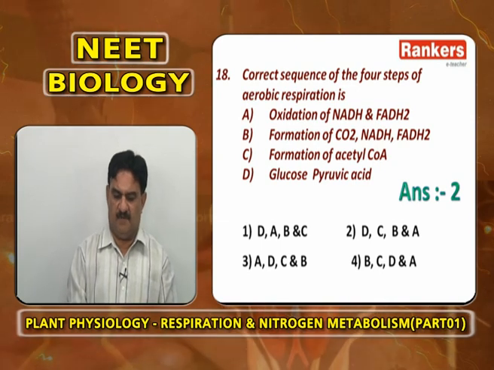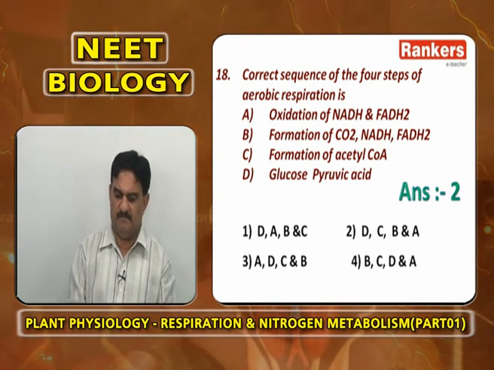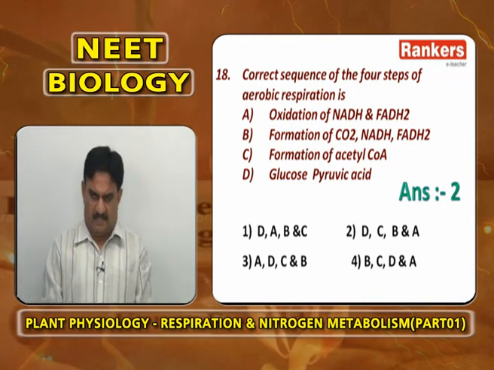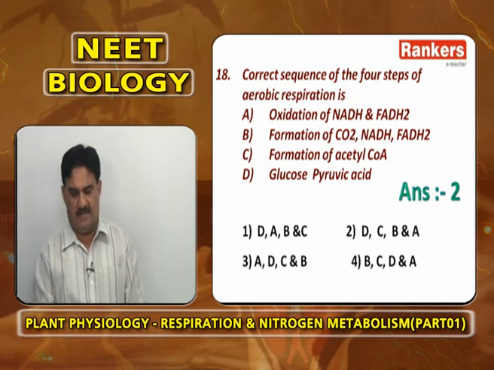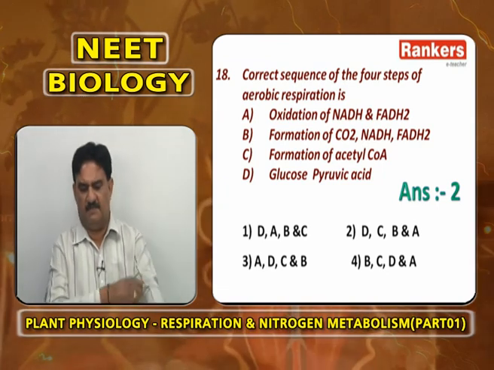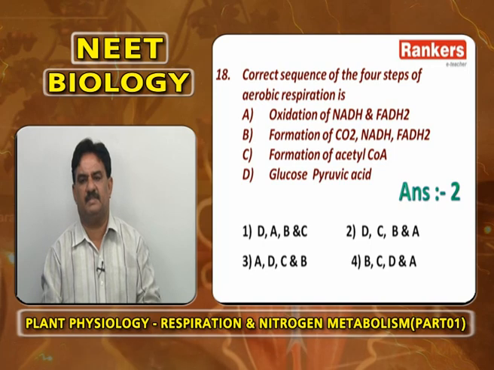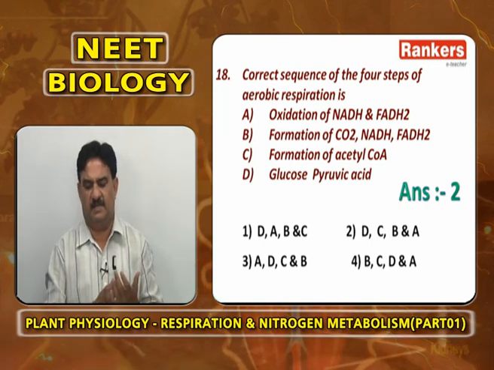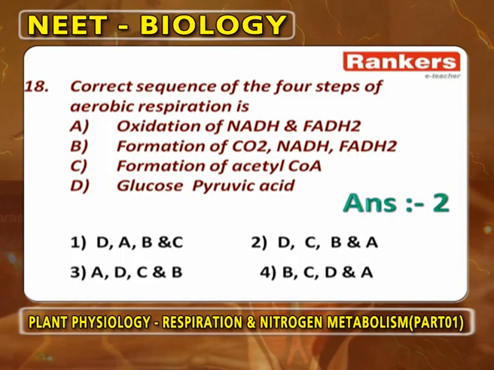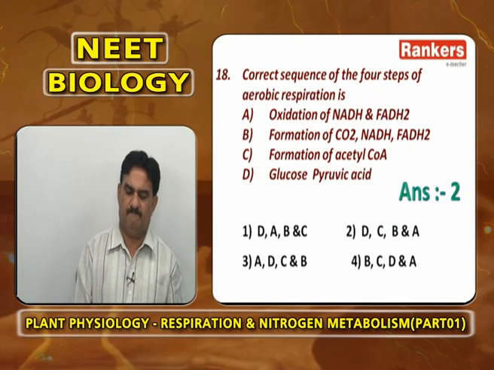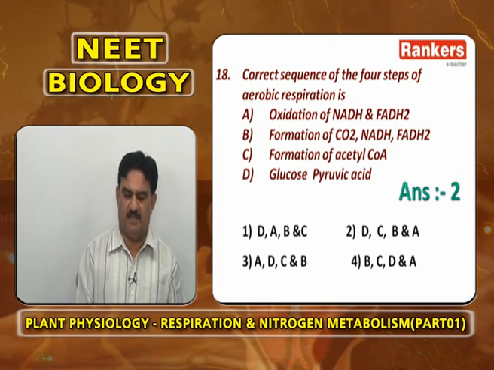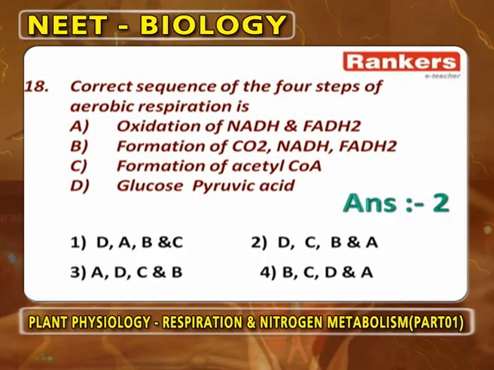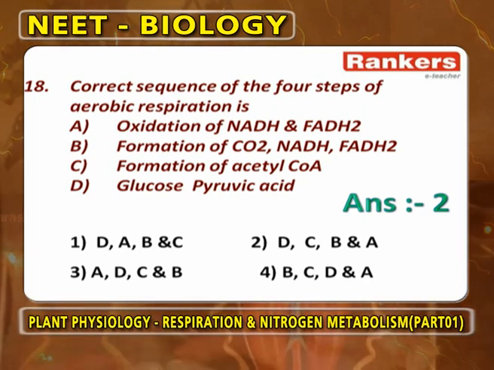Conversion of pyruvic acid and formation of acetyl CoA is definitely oxidative decarboxylation of pyruvic acid in mitochondrial matrix, which is nothing but link reaction. Then formation of CO2 NADH2 FADH2 is Krebs cycle, and oxidation of NADH2 and FADH2 is electron transport system. So, glycolysis, link reaction, Krebs cycle, electron transport system, DCBA. This is the correct sequence during aerobic respiration.